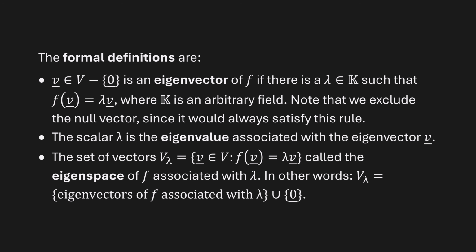The set of vectors v in V such that f(v) equals lambda v, is called the eigenspace of f associated with lambda. In other words, V_lambda is the set of eigenvectors of f associated with lambda plus the zero vector. But how do we actually find these special directions and their stretch factors?